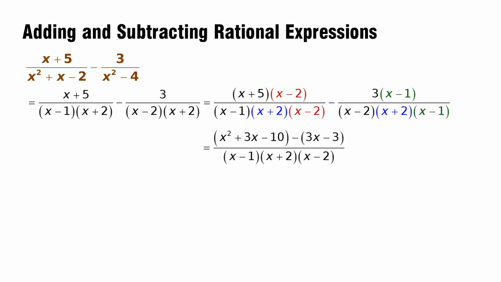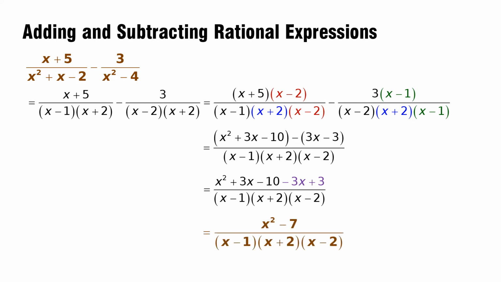FOIL the first fraction's numerators to come up with x squared plus 3x minus 10 and put parentheses around it. Distribute the 3 in the second fraction's numerator to find the binomial 3x minus 3 and put parentheses around that. We combine the two fractions together, putting a minus symbol between the two quantities found in parentheses. Now when we remove those parentheses, remember that the negative must be distributed to both positive 3x and positive 3, giving us an unsimplified numerator of x squared plus 3x minus 10 minus 3x plus 3.